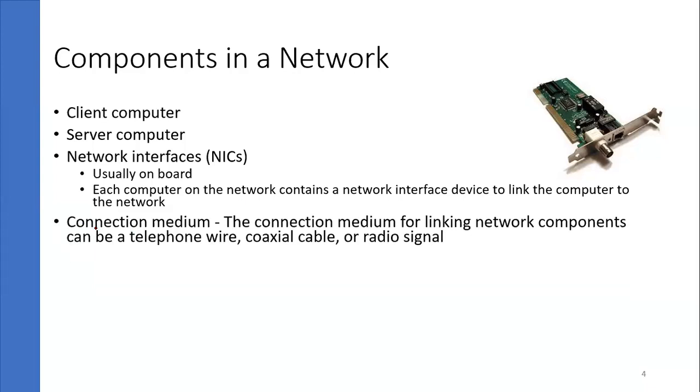Connection medium. This is another important component in the network. The connection medium for linking network components can be a telephone wire. As I previously told, we want to connect between the hardware devices. In that case, we want a communication channel. It might be a telephone wire or coaxial cable, or it might be a signal. Signals can have a large range, some sort of wireless signal.